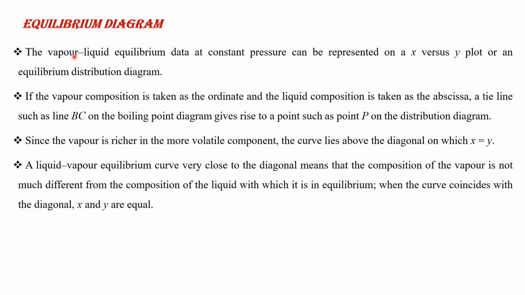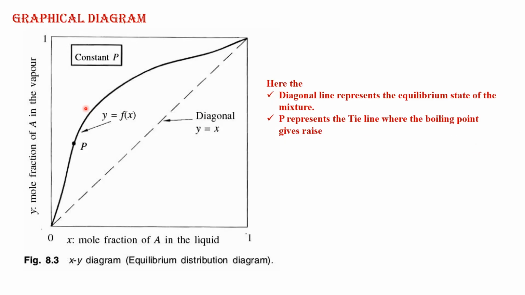And then the next diagram is the equilibrium diagram, which is known as the XY diagram. That is, we are going to plot the graph of Y versus X, with X on the X axis and Y on the Y axis. Here we are going to draw the diagonal line, which is y equal to x. The compositions are the same, which is explained clearly in this graphical representation of the equilibrium diagram.